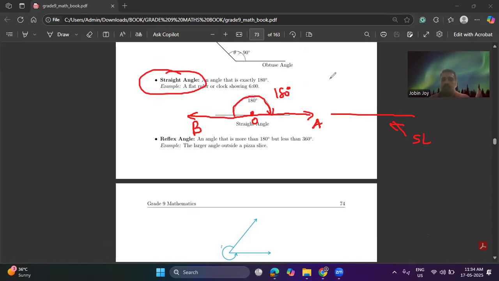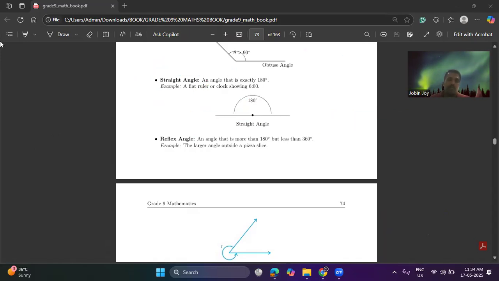For example, think about your scale. You have a ruler, right? The angle of the ruler is 180 degrees. Or look at your clock when the time is 6 o'clock. You can see it is 180 degrees. That is called a straight angle.